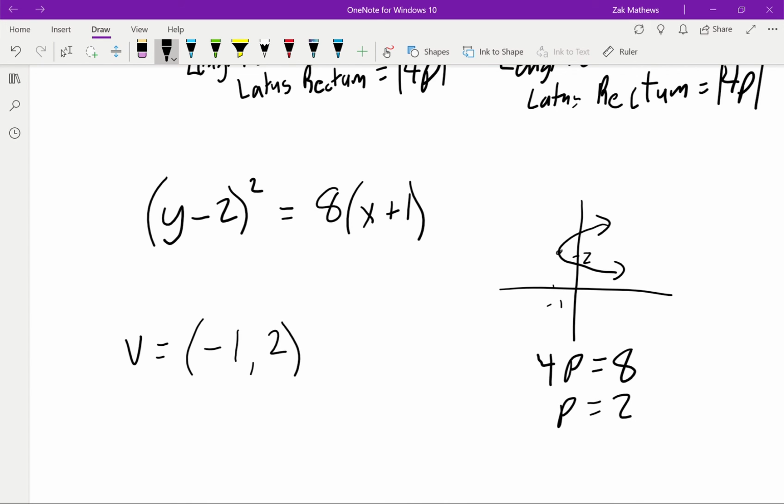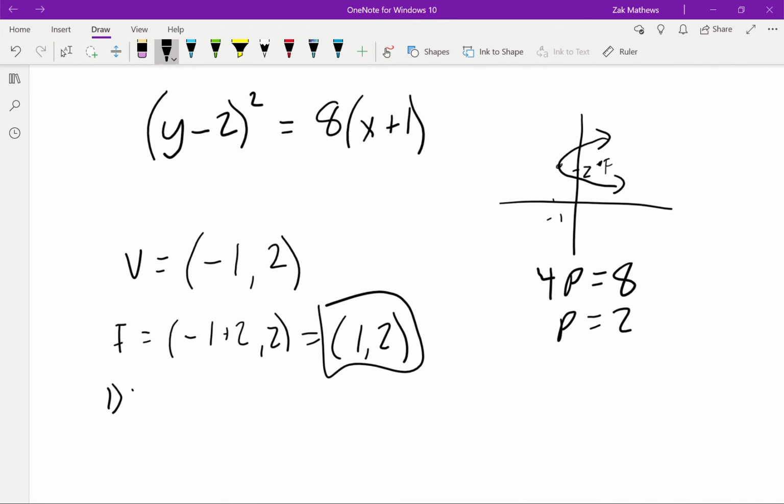And so that's going to help me go from my vertex to my focus and from my vertex to my directrix. So if I were to start at my vertex, I'd have to count clearly to the right to get to my focal point. And now I know I have to count by 2 values, 2 units. So I'd have negative 1 plus 2. The y value is going to remain unchanged. And so I can see the focal point is actually (1, 2).